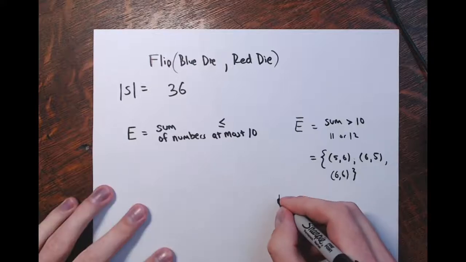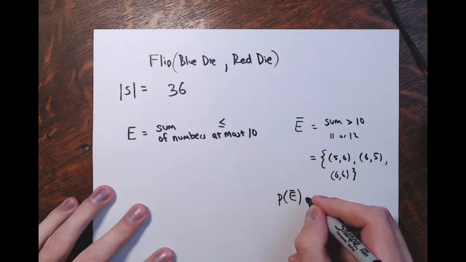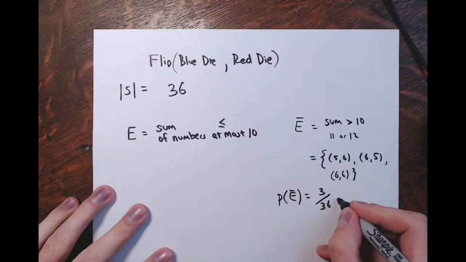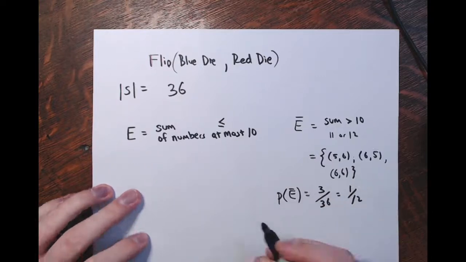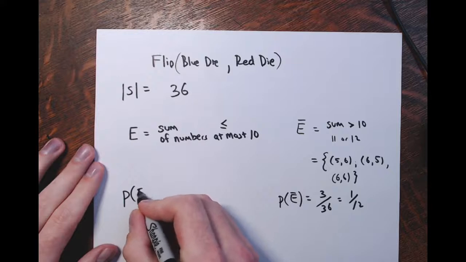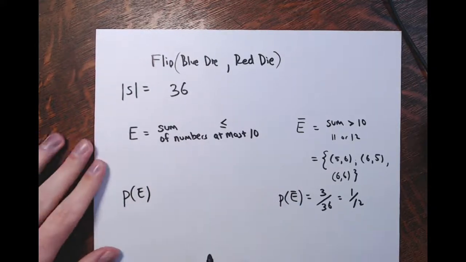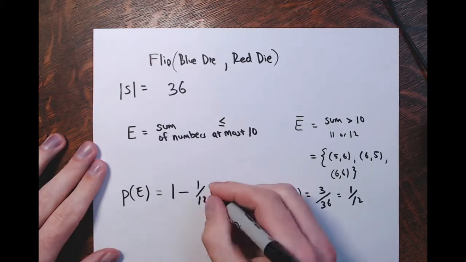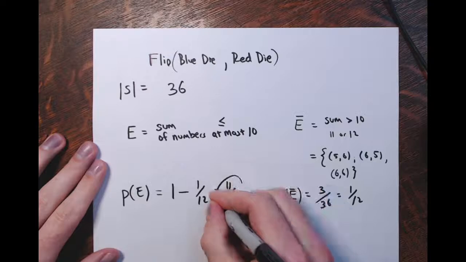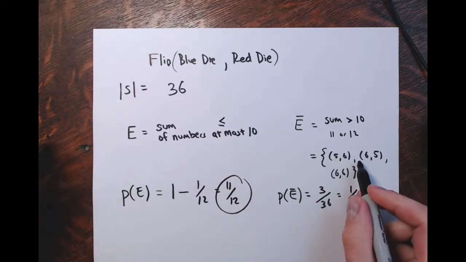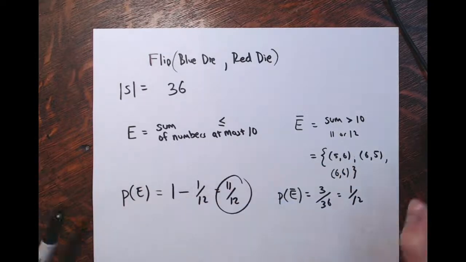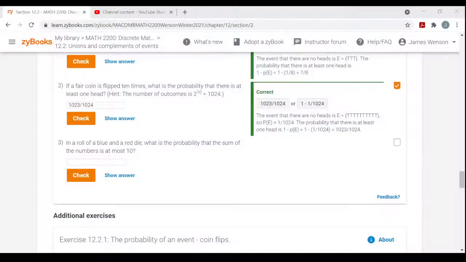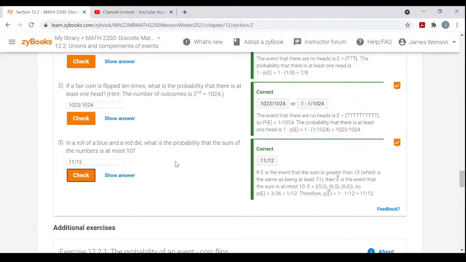So the probability of not E is 3 out of 36, which is 1/12. So that means the probability of E, the probability of the numbers adding up to at most 10, is 1 minus this, which would be 11/12. Right, and if 3 outcomes are in here, that means the other 33 outcomes are over here. There would be 33 out of 36, or 11 out of 12. All right, 11 out of 12. And pretty simple, I feel.